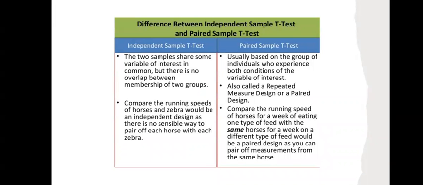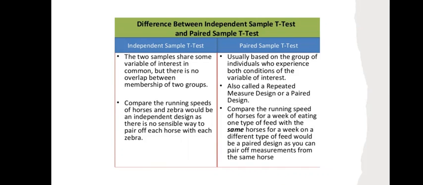Second, I would like to give a brief overview of the paired sample t-test. A paired sample t-test is used to compare two population means when you have two samples in which each observation in one sample can be paired with an observation in the other sample. So, the main differences between the independent sample t-test and the paired sample t-test: in the independent sample t-test, two samples share some variable of interest in common, but there is no overlap between membership of the two groups. However, the paired sample t-test is usually based on a group of individuals who experience both conditions of the variable of interest, also called a repeated measures design or paired design.